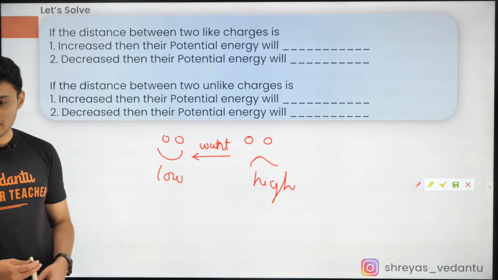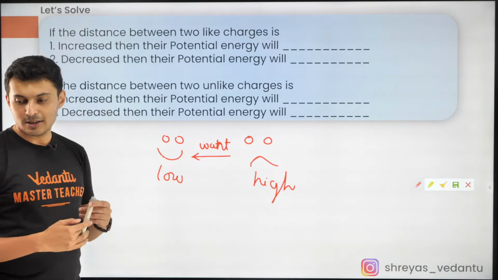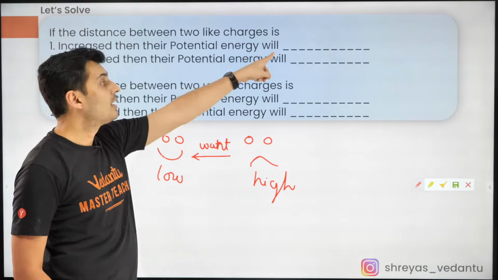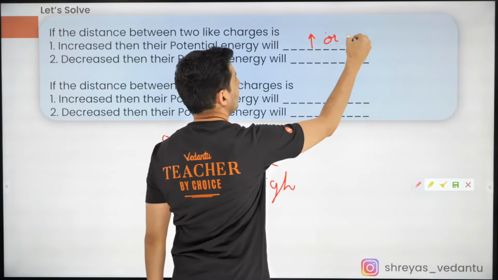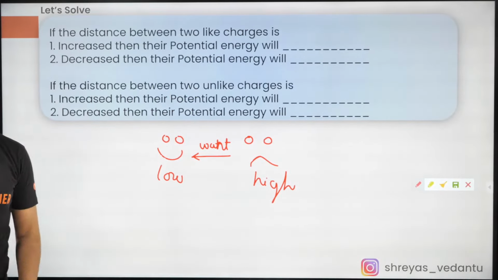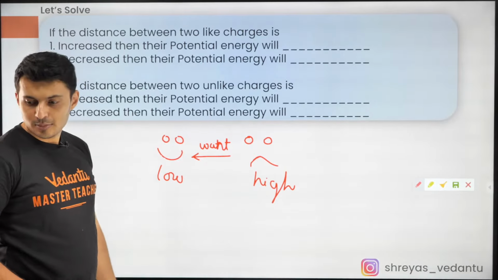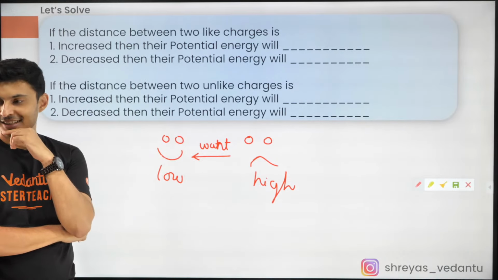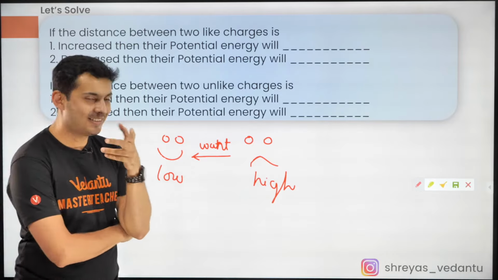Come on, think. Attractive potential energy will be negative, and positive for repulsive. The question is whether it will increase or decrease. So think about it. Fill in the blanks. Come on, think. Increase, increase? Let's see.